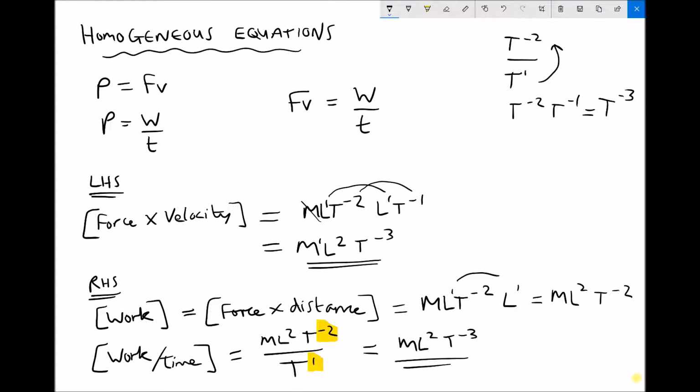Now the whole point of doing this is to show that the left-hand side and the right-hand side have the same dimensions. So the left-hand side of our equation has dimensions m l squared t to the minus 3. And when we compare that to the right-hand side of our equation, we notice that the right-hand side also has the dimensions m l squared t to the minus 3. Therefore, the equation is homogeneous with respect to its dimensions.